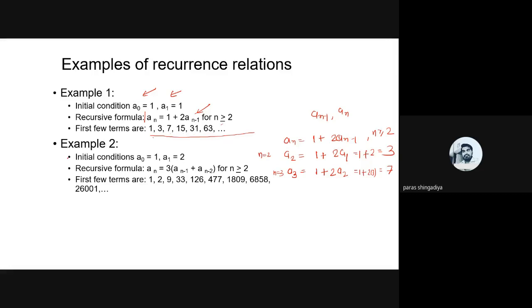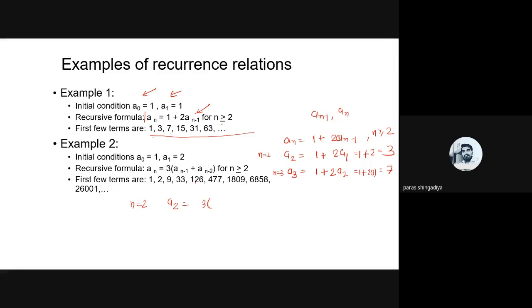Clear? Second example: the initial conditions are a0 equal to 1, a1 equal to 2, and the recurrence formula is an equal to 3 times a(n minus 1) plus a(n minus 2). So a(n minus 1) and a(n minus 2) are the preceding terms. They occur before an, and the formula works for n greater than or equal to 2. Now check what values we can find in the sequence. Put n equal to 2, because we already have the answers for a1 and a0.